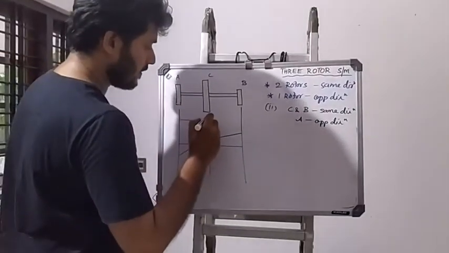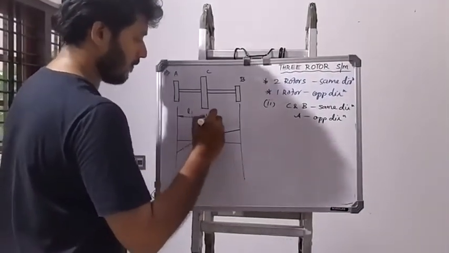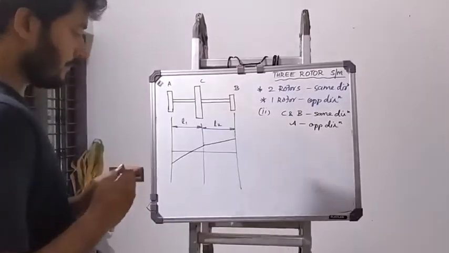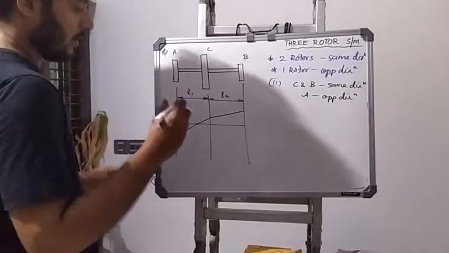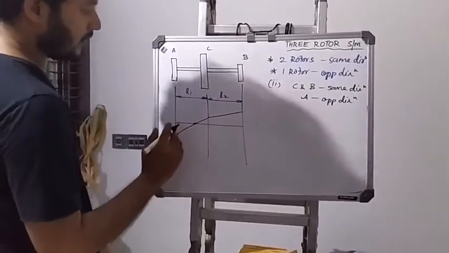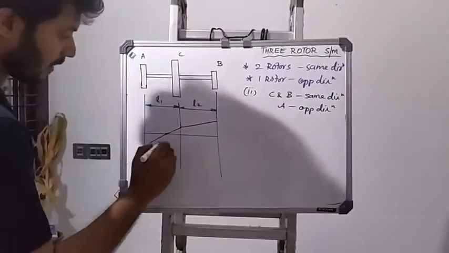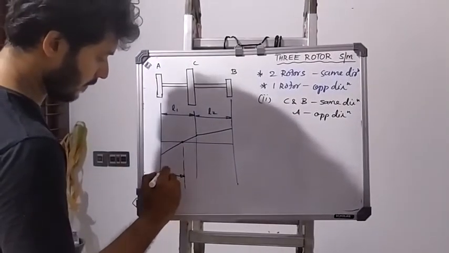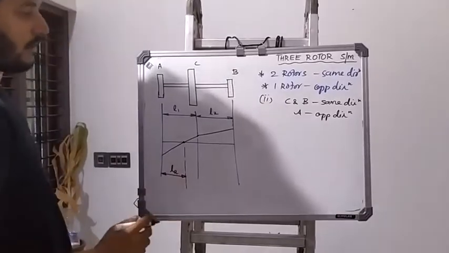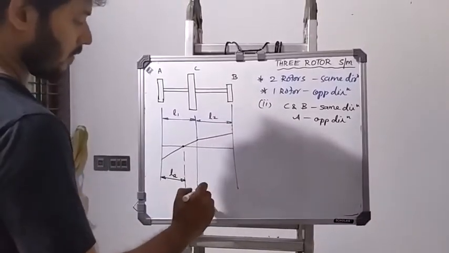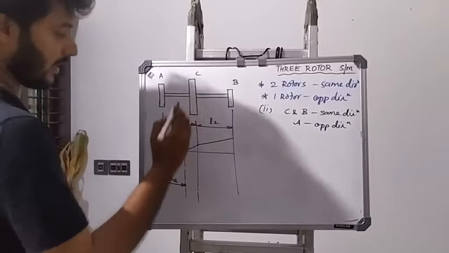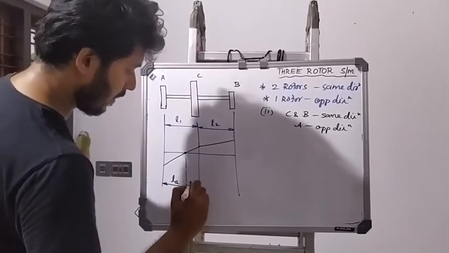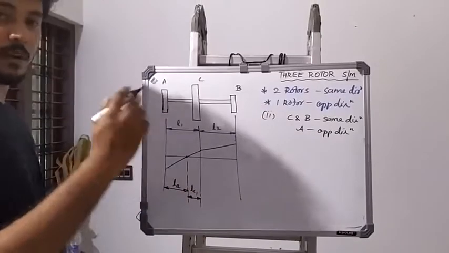L1 will remain the same. This distance will always be L1, and this distance will again be L2. Now, as there is a node between A and C, from rotor A the immediate node generated is here. So this distance will become LA. Now from C, you have a node between C and A. That means this distance will be LC1, same as the previous case.